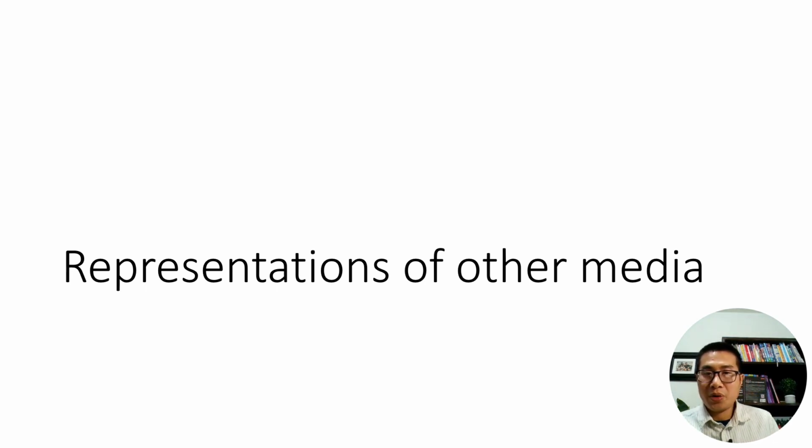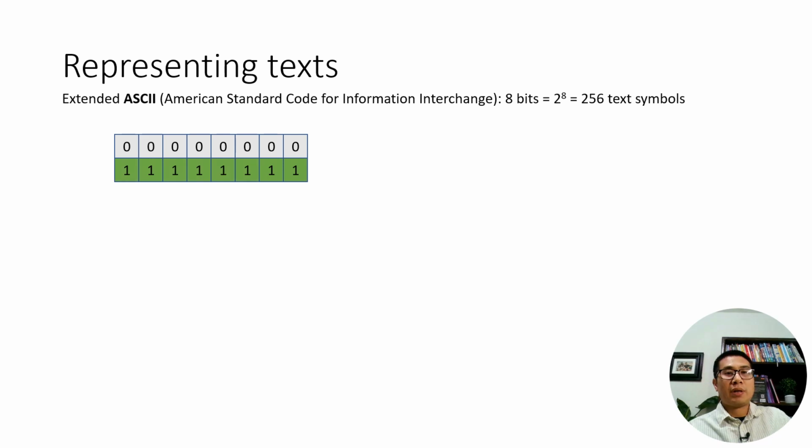Previously we already learned how computers represent numbers and perform some computation on numbers. However, nowadays computers work with a lot of different types of multimedia, such as text, images, videos, and audio as well. That's why I want to learn how computers represent those kinds of multimedia in this video. So let's look at the first thing, which is representing text.